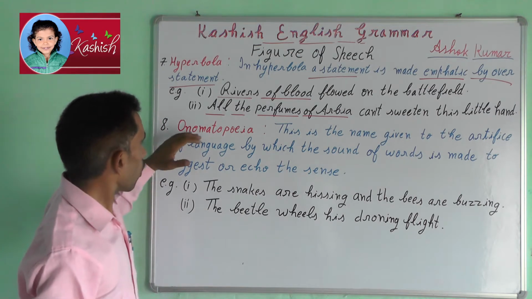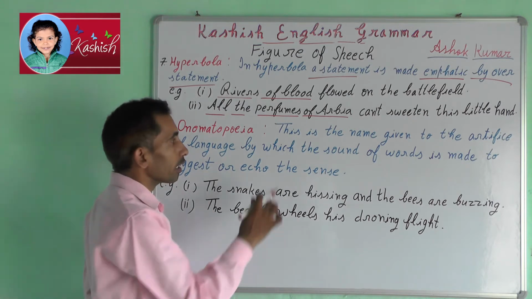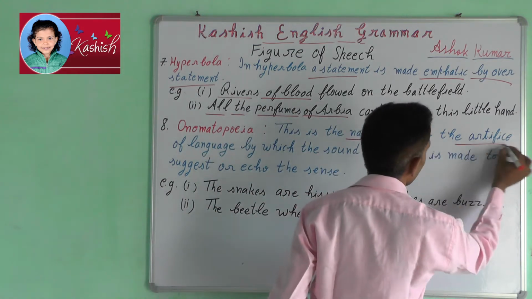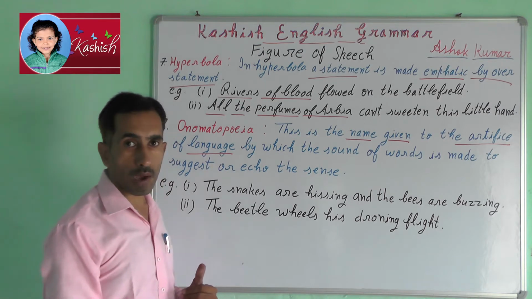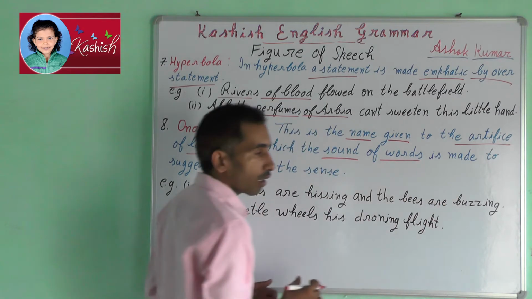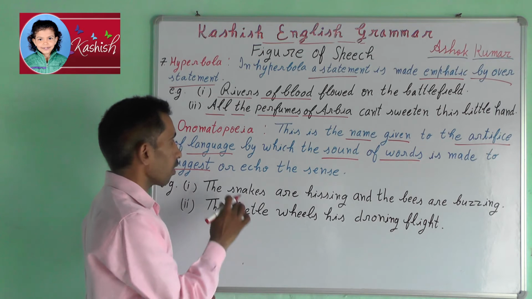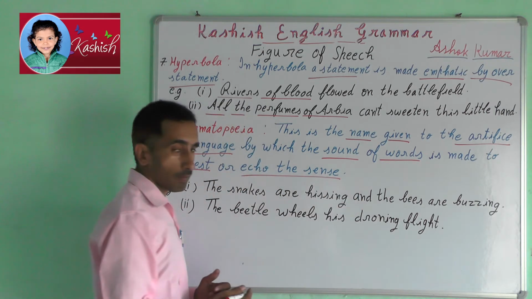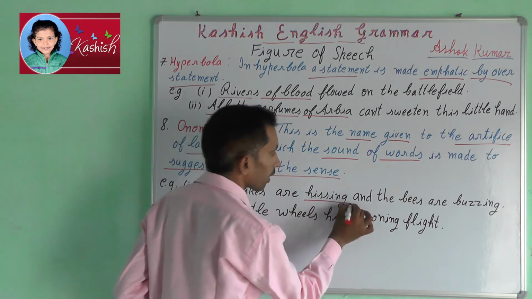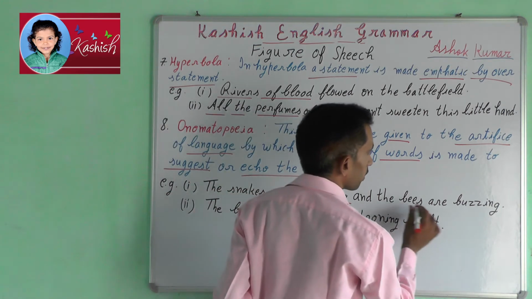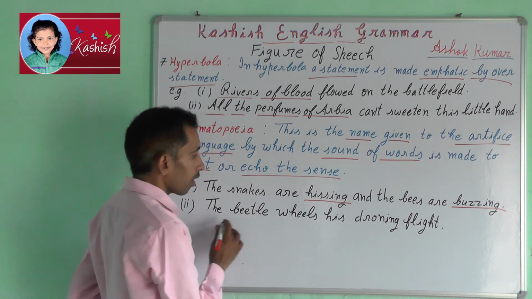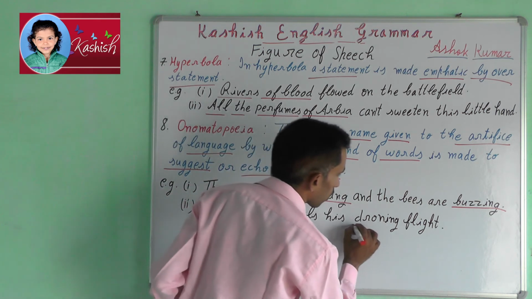Eighth, onomatopoeia. This is the name given to the artifice of language by which the sound of words is made to suggest or echo the sense. For example, the snakes are hissing and the bees are buzzing. Next, the beetle wheels his droning flight.